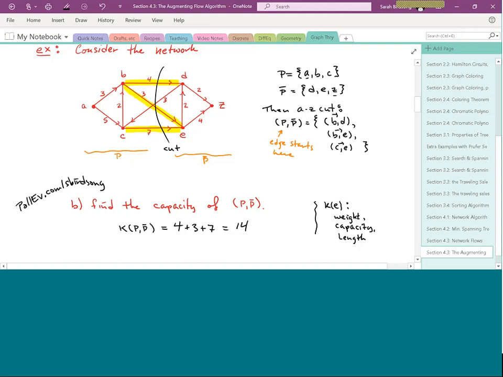Now, for this one, we did an arbitrary cut. So our P and our P complement were relatively arbitrary. But once your set P is selected, P complement is set, and the cut is also determined by that point. Now, if you change up what your set P is, maybe your set P is only AB, you would have different edges in your cut. The key thing is the edge has to start in whatever the set P is and end in whatever the set P complement is.